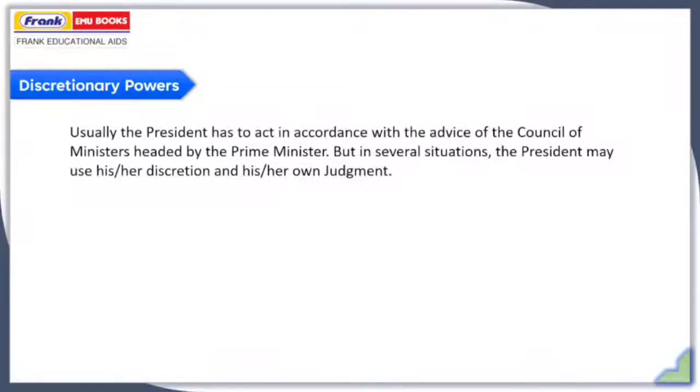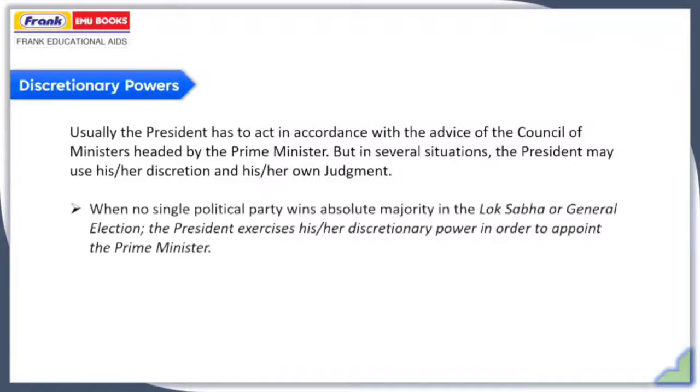Usually, the President has to act in accordance with the advice of the Council of Ministers headed by the Prime Minister. But in several situations, the President may use his or her discretion and his or her own judgment. Like, when no single political party has an absolute majority in the Lok Sabha in a general election, the President exercises his or her discretionary power in order to appoint the Prime Minister.